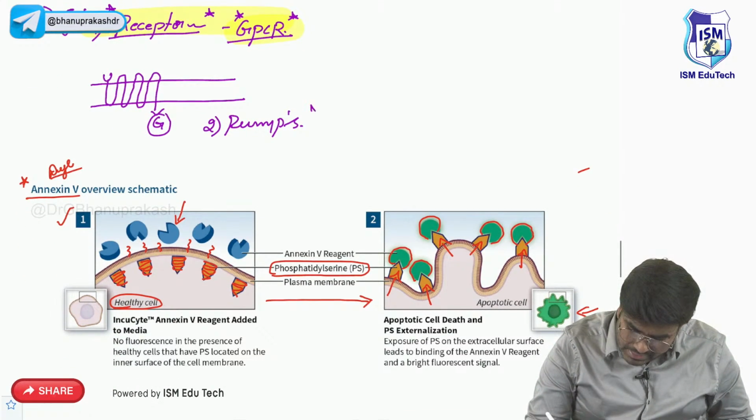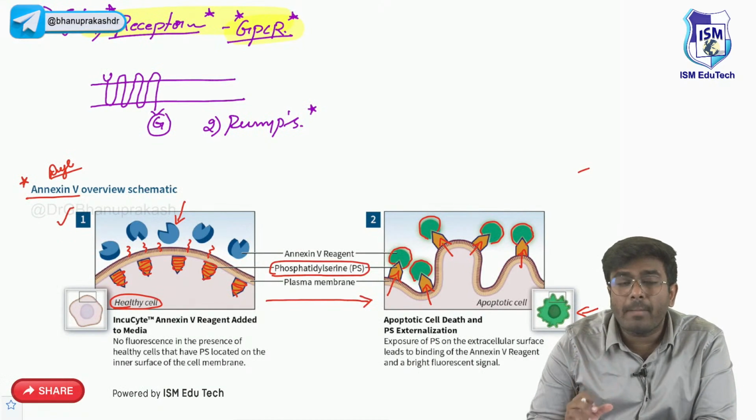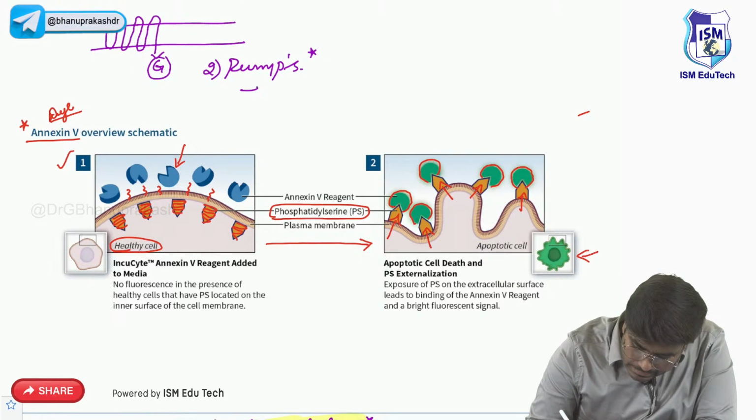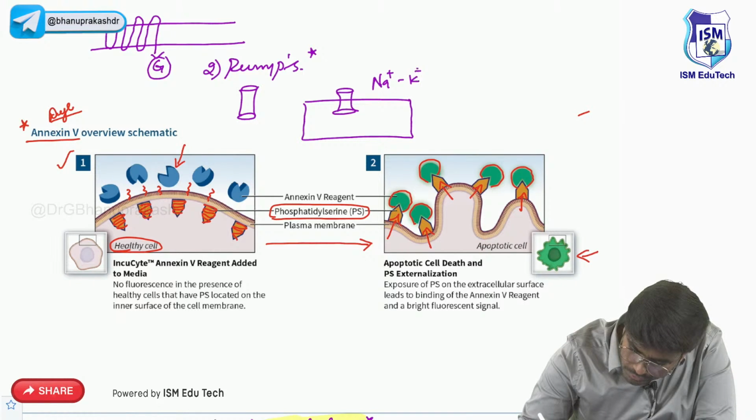Now, second thing, what exactly are these pumps? Can you give me any example of a pump? Pump means a channel which uses ATP. For example, let me show you here. Imagine this is a pump. This is a cell, and on the surface of the cell there is a pump. The name of this pump is sodium potassium ATPase.